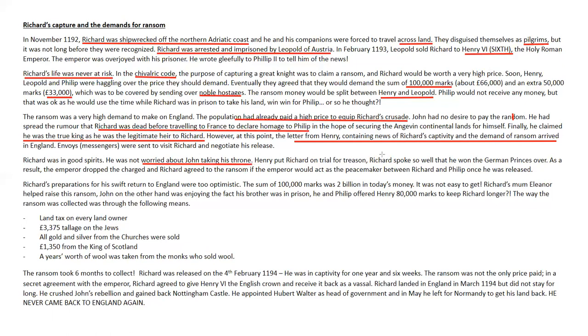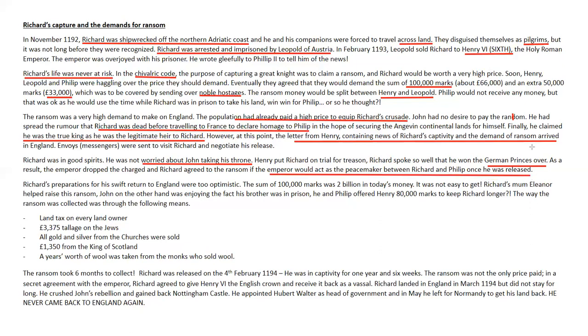Henry put Richard on trial for treason. Now, this was quite a surprising turn of events, but Richard spoke so well that he actually won the German princes over. And as a result, the emperor dropped the charges and Richard agreed to the ransom if the emperor would act as a peacemaker between Richard and Philip once he was released.